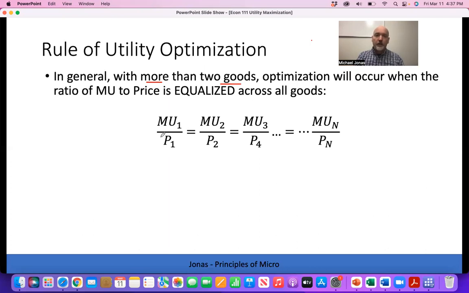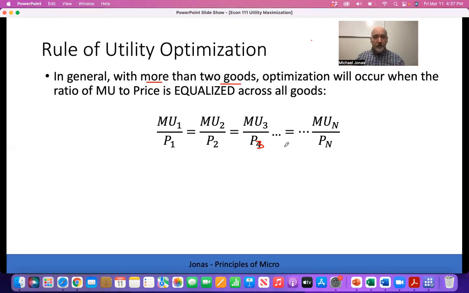For good 1, the marginal utility of good 1 over the price of good 1 should equal the same value for good 2, the ratio of utility gained to price. And for good 3, the marginal utility of good 3 relative to the price of good 3, those should all be equalized. Again, the utilities are going to be different across goods. The prices are going to be different across goods. But what we can control is our levels of consumption.